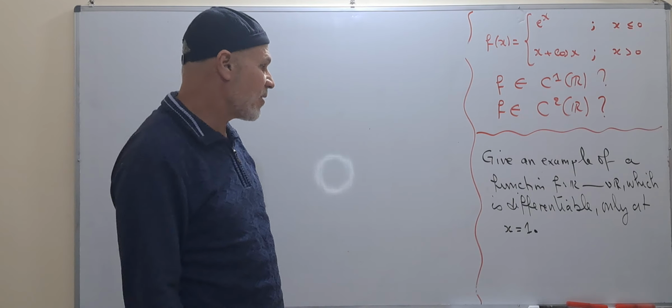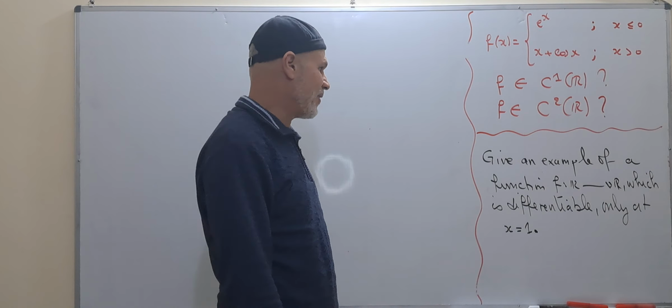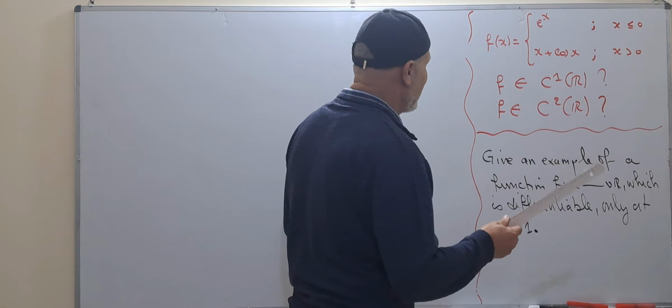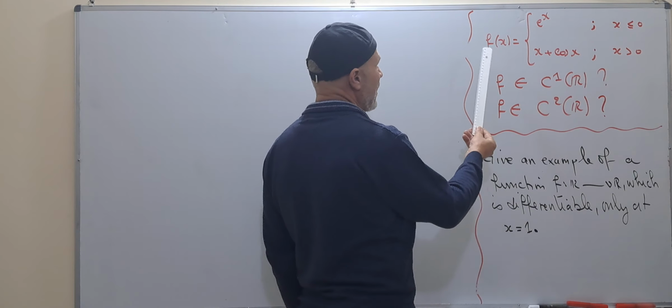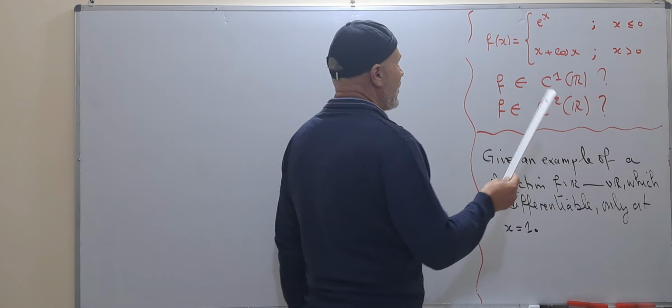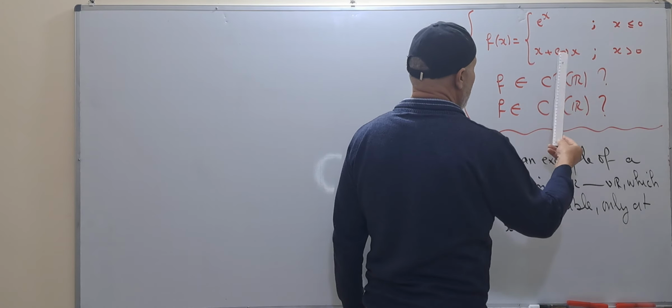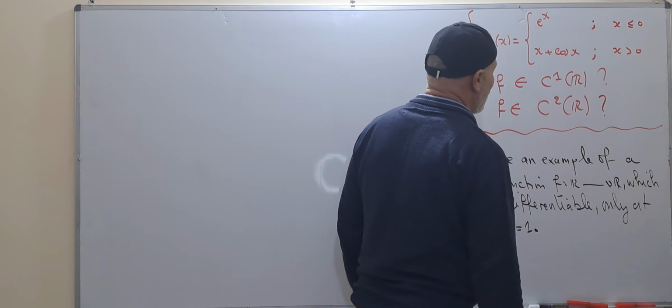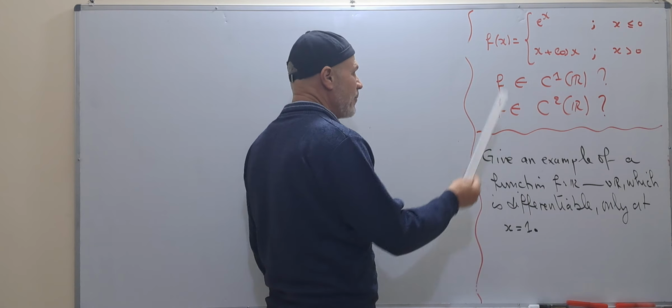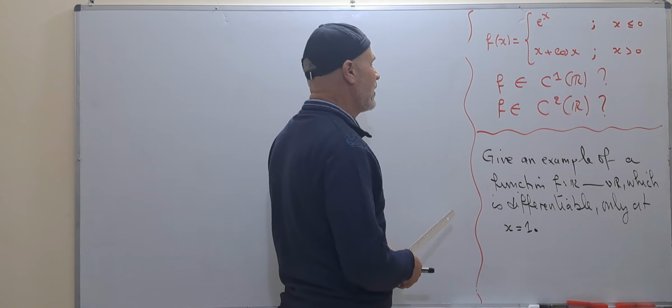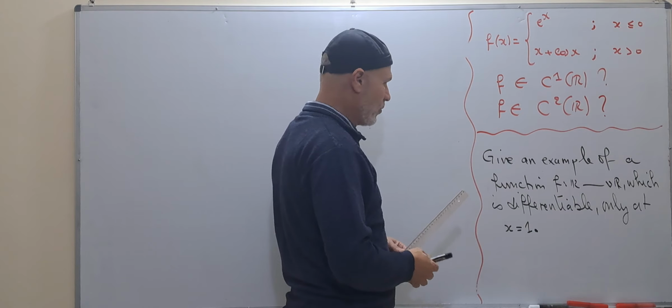This is a video about differentiable functions or non-differentiable functions. The first question or exercise: let f of x be equal to exponential x if x is less than or equal to 0, and x plus cosine x if x is greater than 0. Does f belong to C1 of R and does f belong to C2 of R?